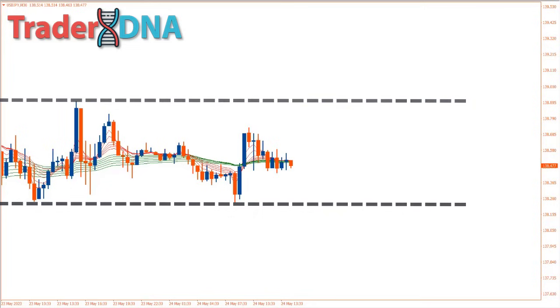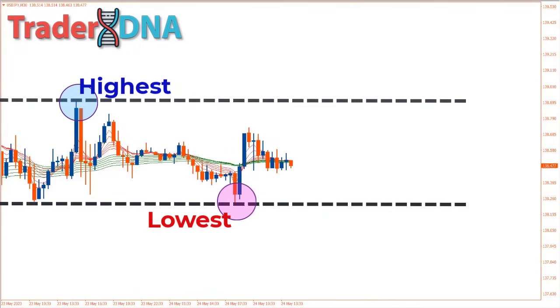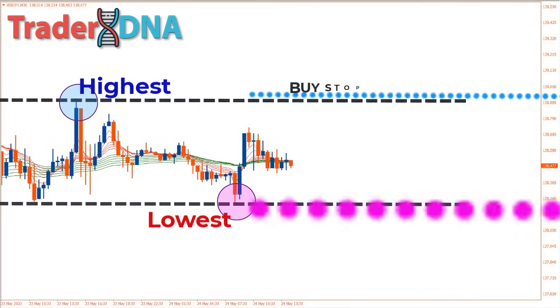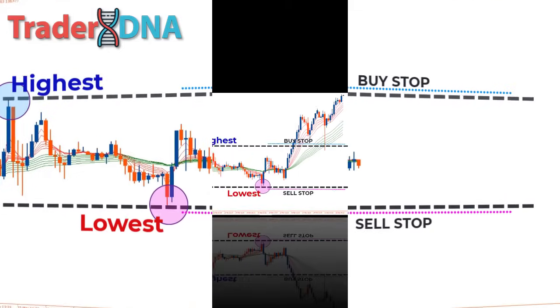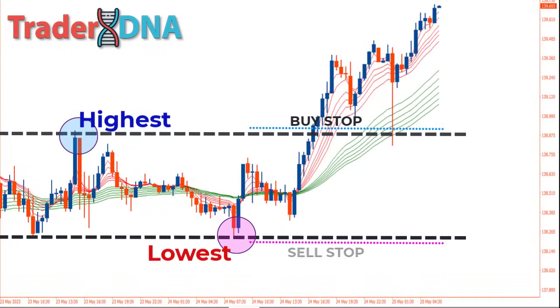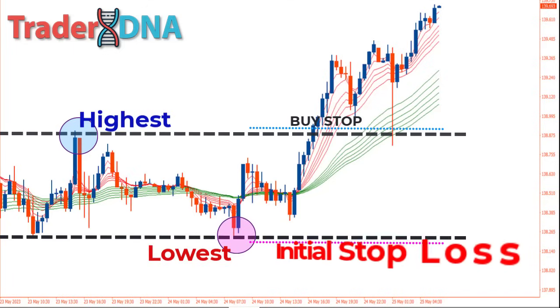Here's the trade setup. First, look for a candlestick in which the high and low pierce through all 12 moving averages. Second, place a buy stop order above the high and a sell stop order below the low of the candlestick. Third, once filled, make the opposite stop order that wasn't filled your initial stop loss level.